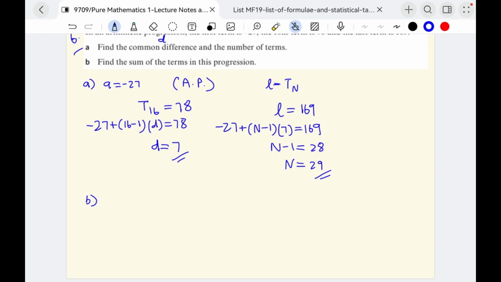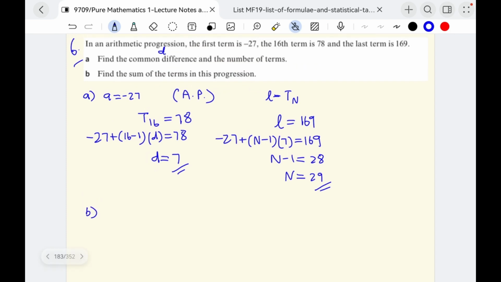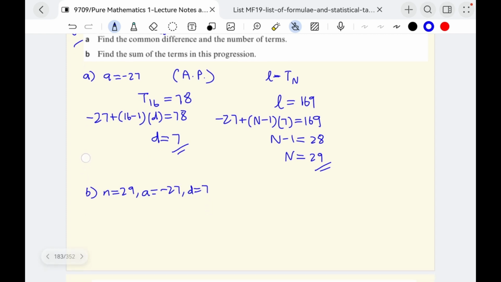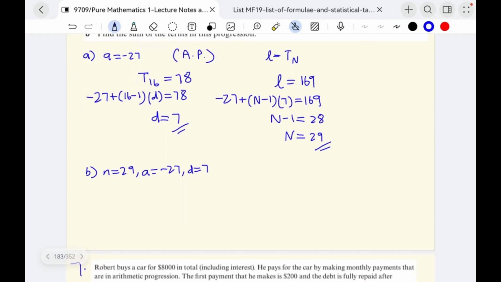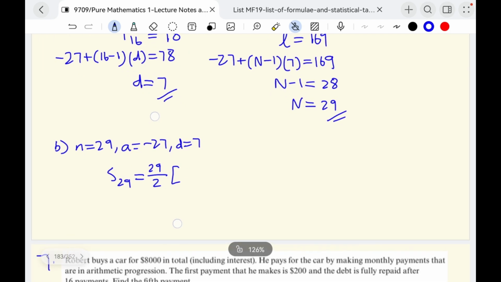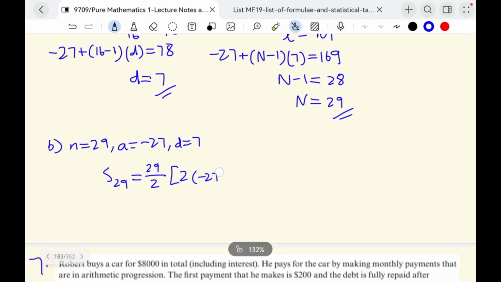How to find the sum of the terms for an arithmetic progression by applying the formulas. So the total of n is 29 over here, so n equals 29. A is negative 27. Common difference is 7. So just apply the formula. Usually this step costs 2 marks. Right? S of 29 equals 29 over 2. Just apply the formulas, that's enough. 2 times negative 27 plus 29 minus 1 times the common difference of 7.